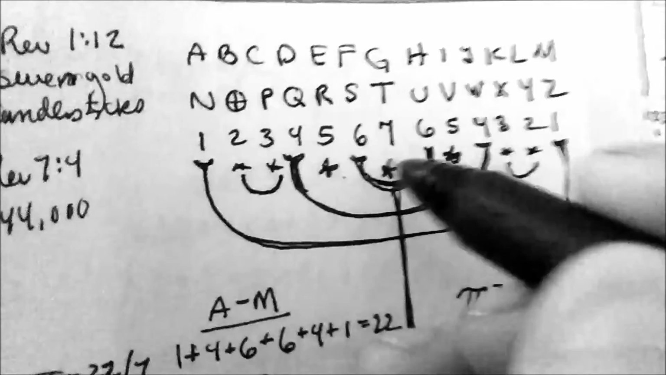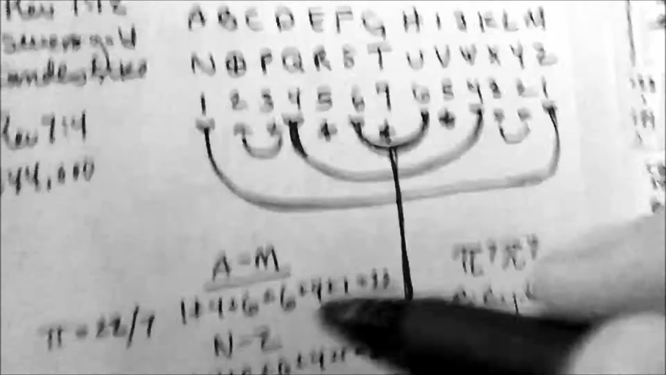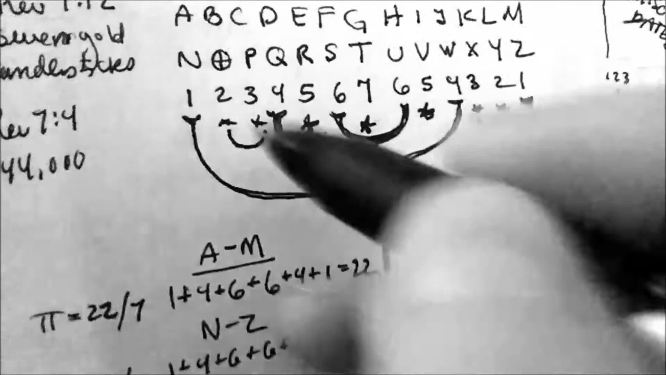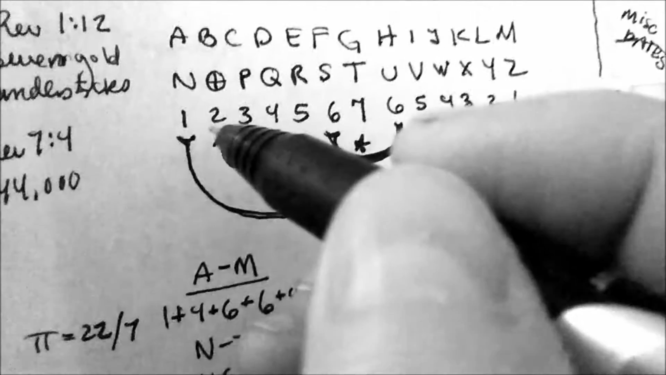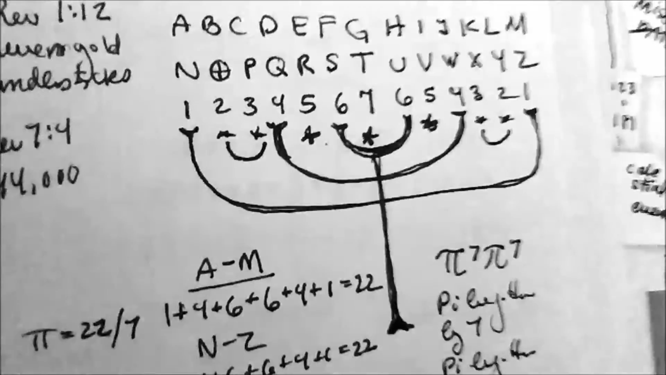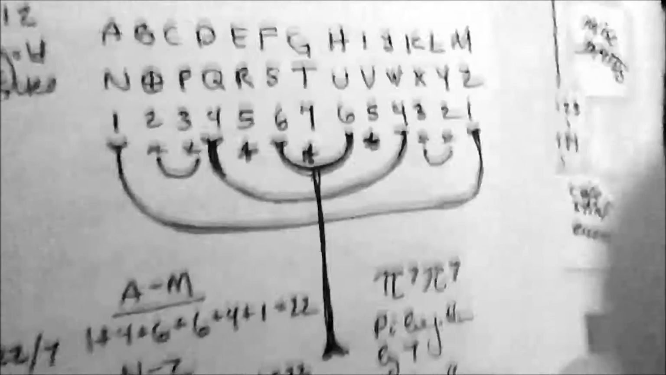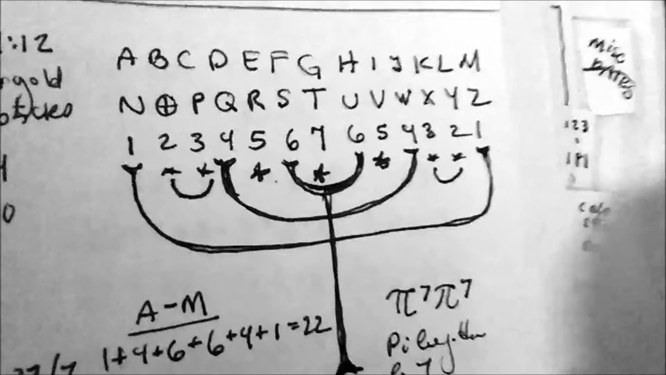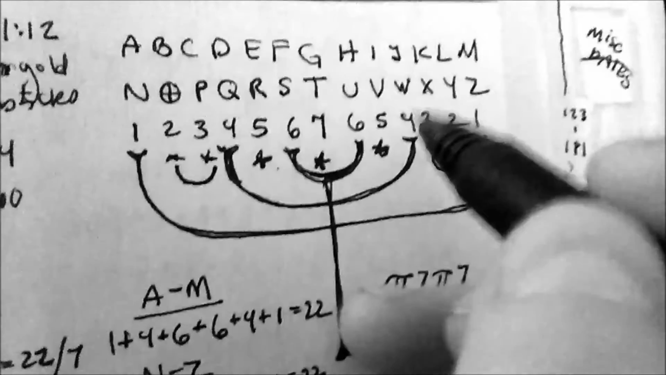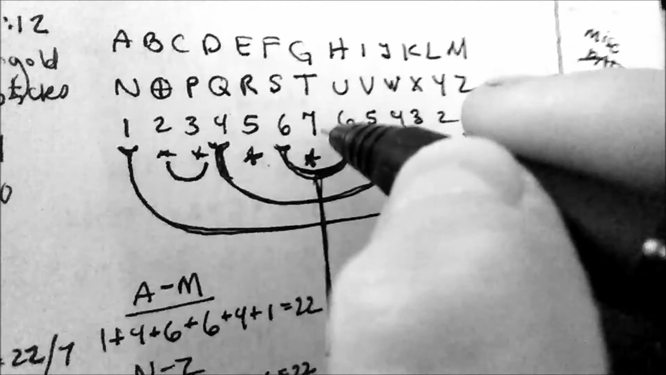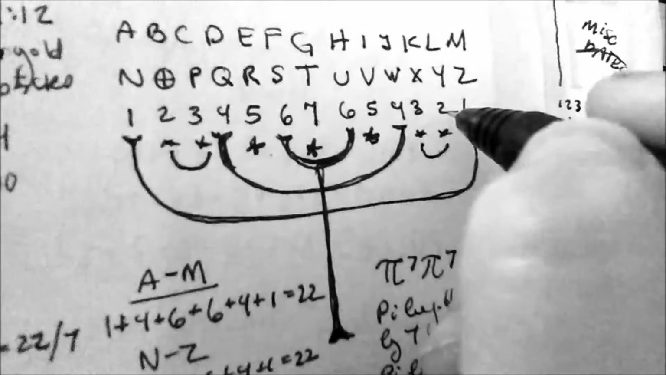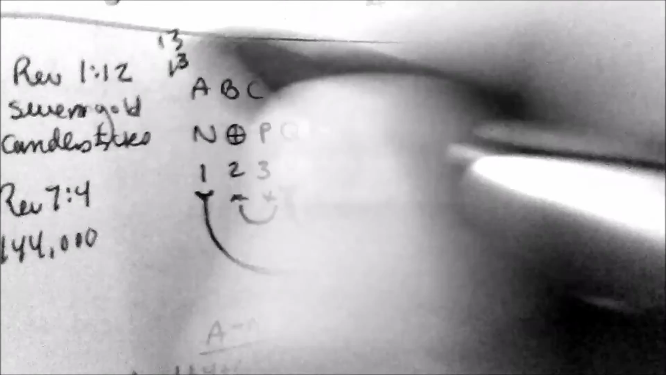Well, if you add 1 plus 4 plus 6 plus 6 plus 4 plus 1, that's 22. And then it's begotten by 7. And then this whole thing, see here, is 7 plus 6, which is 13. And this could be why, oh, I don't want to draw on this. This is my nice part here.